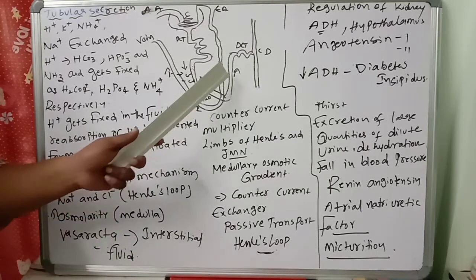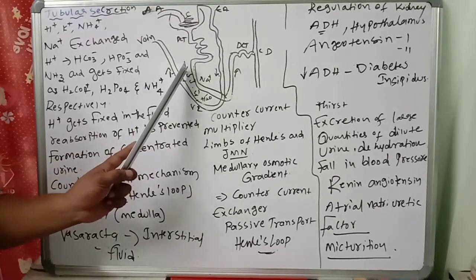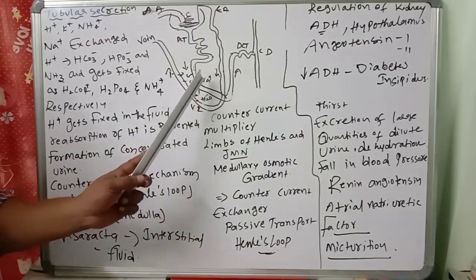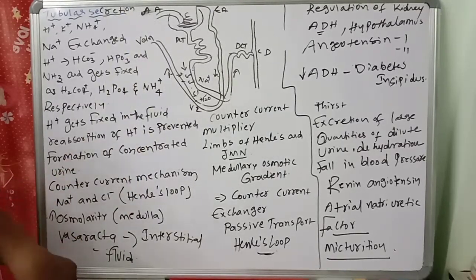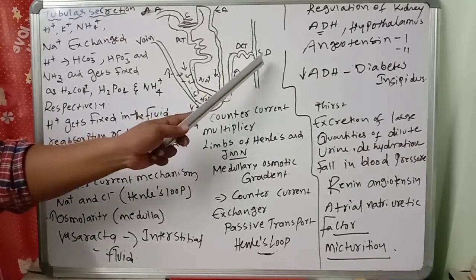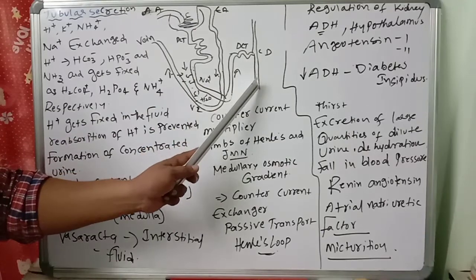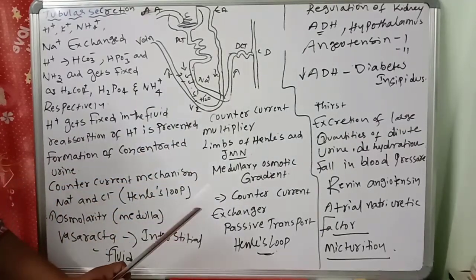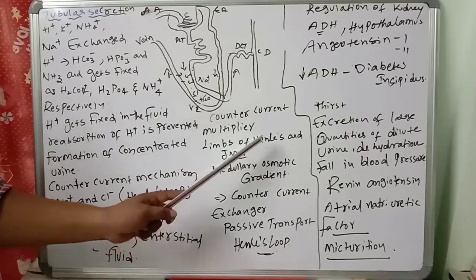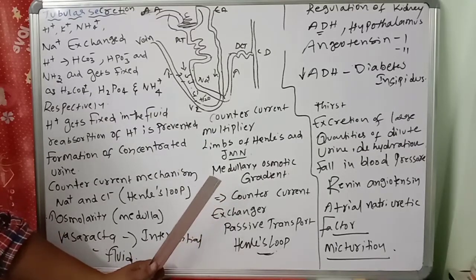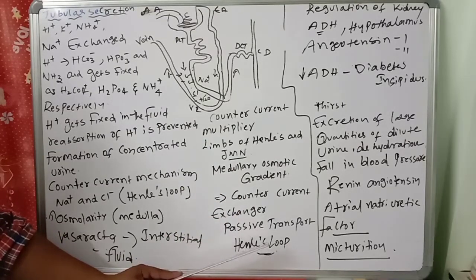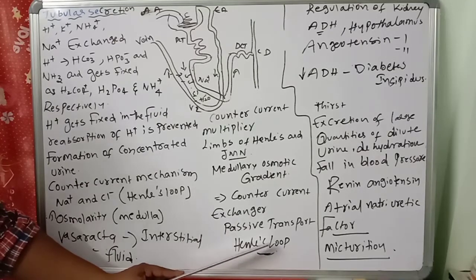That maintains the countercurrent. So why countercurrent? One is up, one is down, one is down, one is up. In between, especially sodium and chloride, the exchange of materials goes on due to osmolarity variation. That's why it is called the countercurrent mechanism. At last, when water is absorbed through the collecting duct, concentrated urine will be passed. So the countercurrent multiplier, the limbs of Henle, the extramedullary nephrons and the medullary osmotic gradient play a vital role in the countercurrent mechanism. Mainly passive transport takes place in Henle's loop.